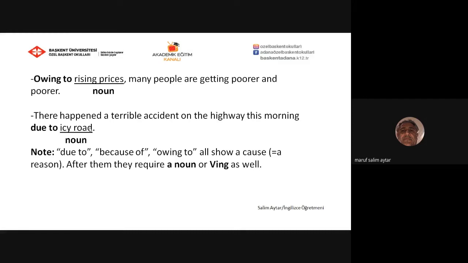Well, we need to keep in mind all the time that after due to, because of, owing to, we need to use verb ing or a noun. So due to, because of, owing to all show a cause, a reason. After them, they require a noun or verb ing. Keep in mind that verb ing is itself a noun, actually.